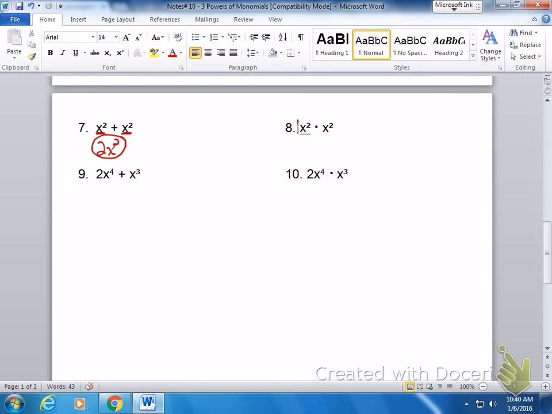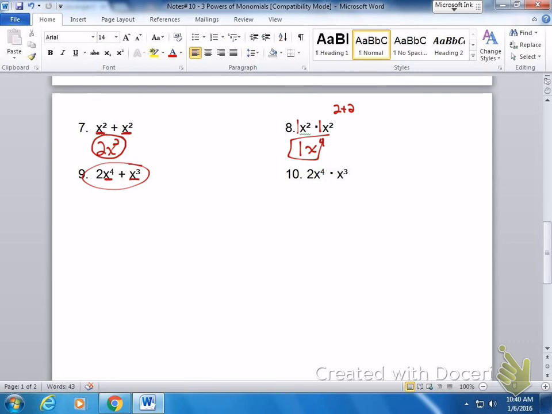Now, each of those actually has a 1 in front of it. So I'm going to do 1 times 1 first, which is 1. Then I have x, but remember, we have to add 2 plus 2, and I get 1x to the 4th. Number 9 is back to addition. Remember, in addition, they have to match. Unfortunately for us, x to the 4th and x cubed don't match. That means you can't do anything.